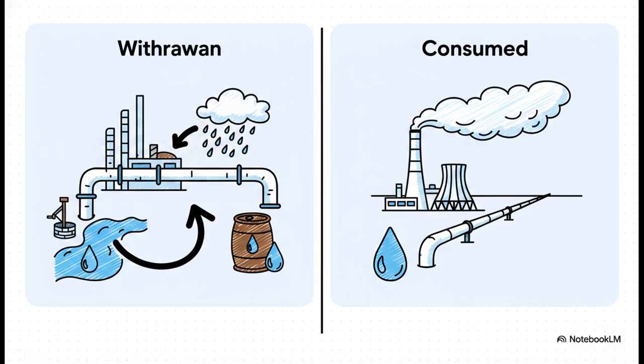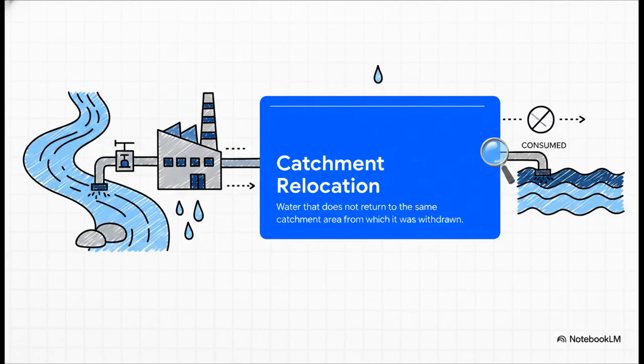But total water consumed is a much stricter, way more permanent category. It only counts water that is evaporated, directly incorporated into the actual petroleum product, or moved to an entirely different catchment area. So, water that just passes through a cooling system and goes right back to its local source is withdrawn, yes, but it is not technically consumed. That last point definitely requires a closer look.